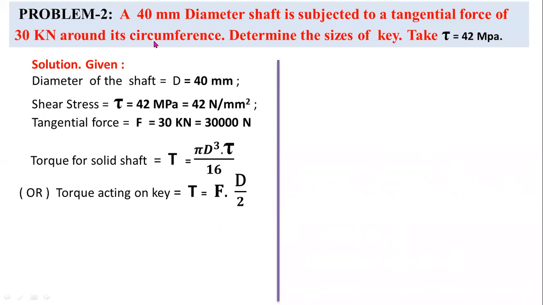But in our question, shear force equal to 30 kilonewtons is given. So you have to substitute this shear force. F is the shear force. So you have to substitute this 30 kilonewtons value in this equation for getting the torque.